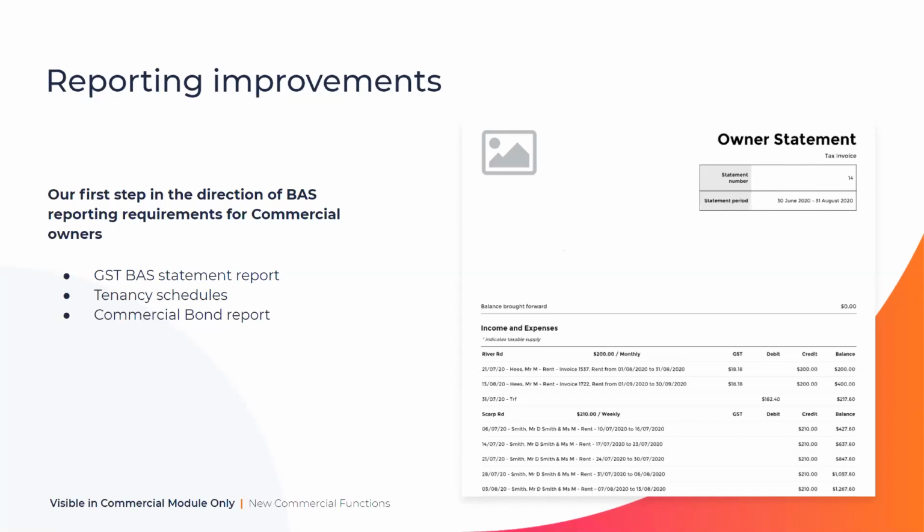Some other reports we have either as planned or in development: variations of income and expense reporting, tenancy schedules, the bond audit report, which I mentioned earlier. And then as we move into budgets and reconciliations, there'll be the associated reporting with those.